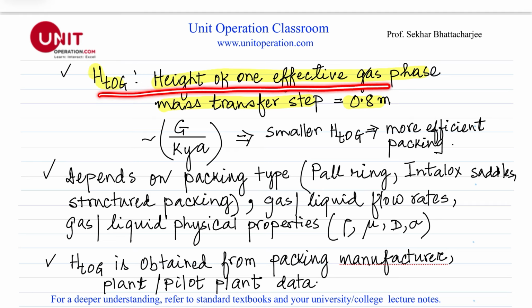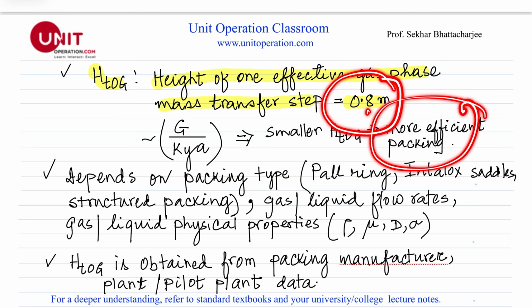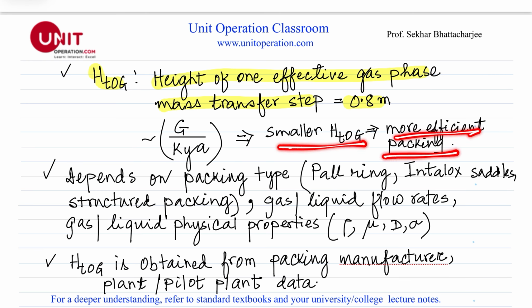What is HTOG? HTOG is the height of one effective gas phase mass transfer step, which is 0.8. We found out the number of steps, and we know HTOG is given by the definition G over KYa. A small HTOG gives a more efficient packing, because NTOG remains the same. If this is small, we can achieve the separation in a much lower packing height. So the smaller the HTOG, the more efficient the packing.